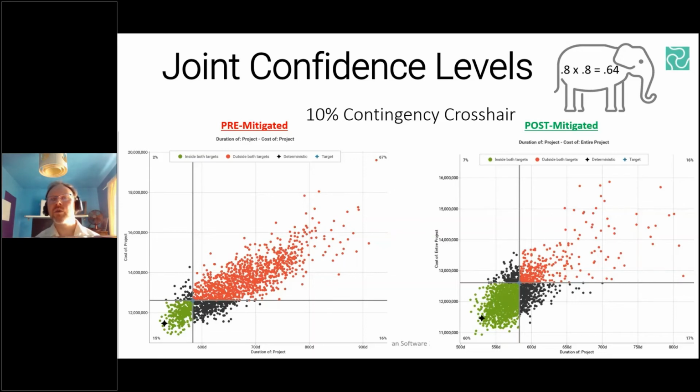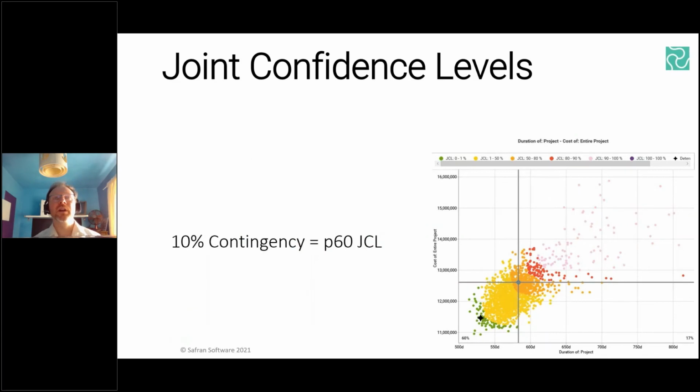So Safran will help you find this by allowing you to switch your view to show joint confidence levels, JCL, as a spectrum of possible outcomes. So here we can see the legend's now been changed. We've got some new colors on display, and this is fully customizable to show the focus percentiles that we're interested in. So I'm interested in the P80. So that means I'm interested in the liminal zone where the amber and the red colors meet.